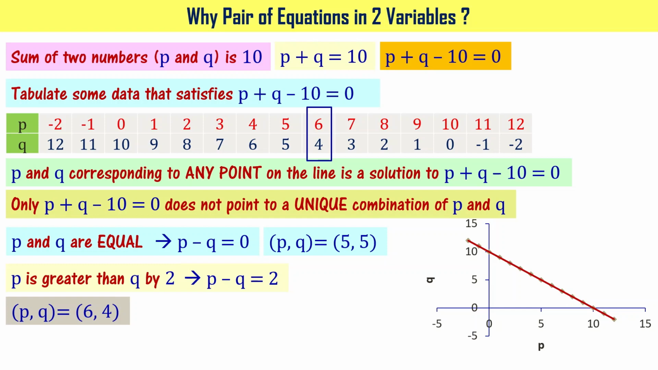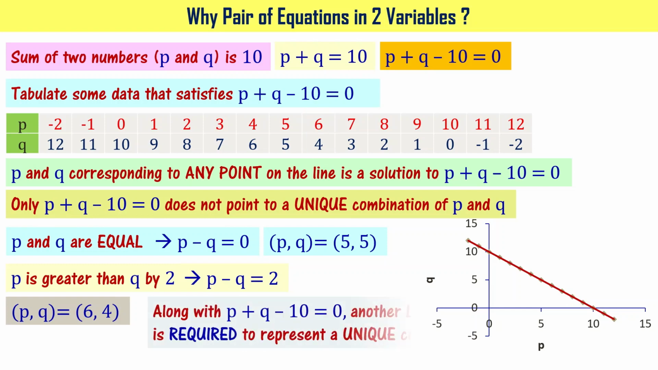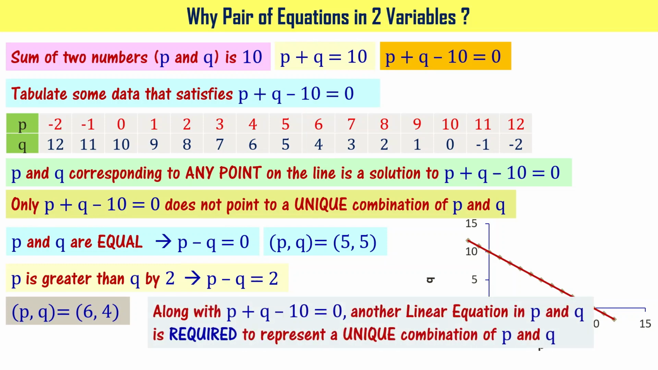The point you have to note here is, along with p plus q minus 10 equal to 0, another linear equation in p and q is required to represent a unique combination of p and q. Otherwise, any combination of p and q that satisfies the given equation is a solution, right? If you want to have a unique solution, then you need to have another equation, another linear equation in the same variables, right?